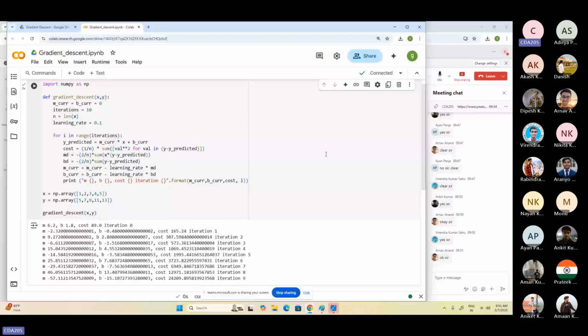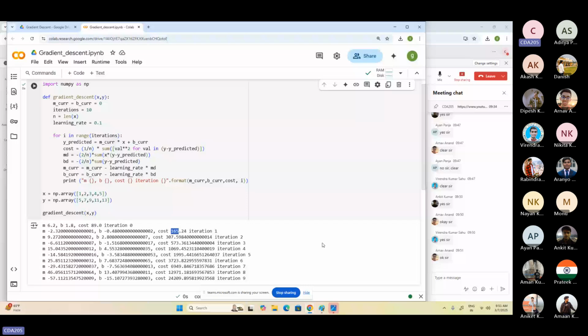See it executed. So my first cost is 89, and for the second iteration, for iteration 1, my cost is becoming 165. तो हमारा एरर जो है वो क्या हो रहा है, बढ़ रहा है. लेकिन हमें क्या करना है, एमएससी को घटाना भी तो है. Are you getting this?